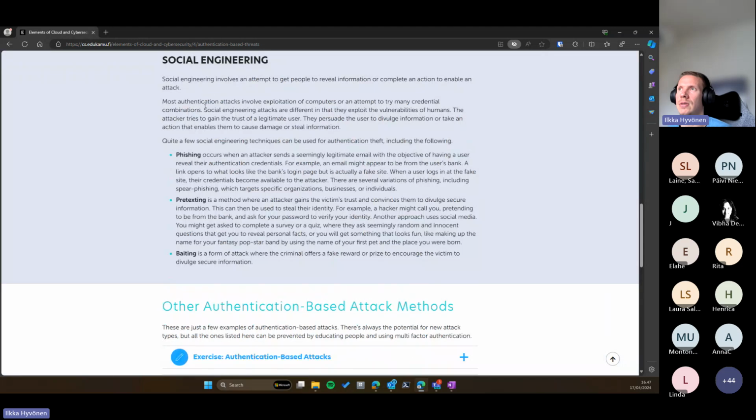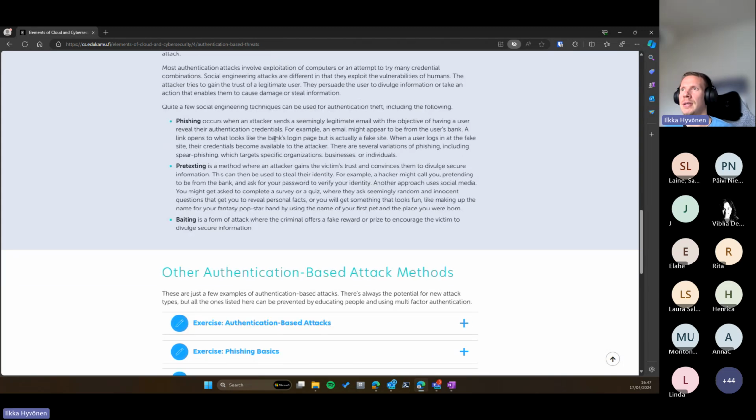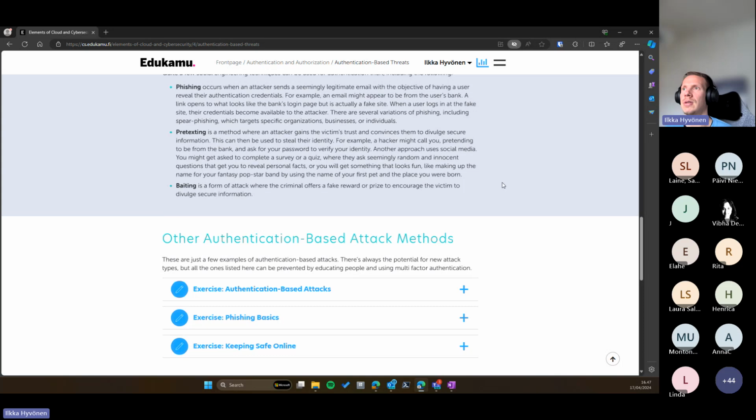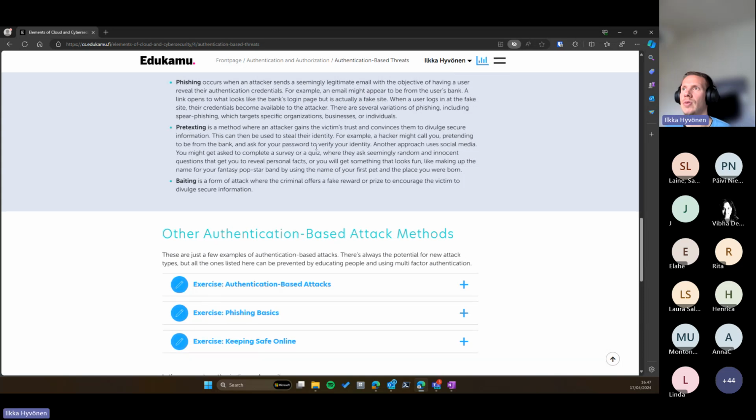And this social engineering, we already discussed about phishing, but it's important to understand that this is quite common method, especially this phishing. And well, I don't think pretexting is so often discussed about, but it's important to understand the concept.